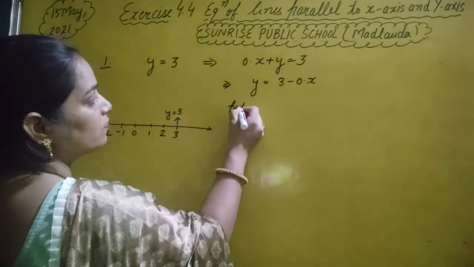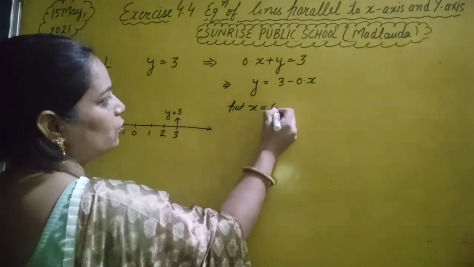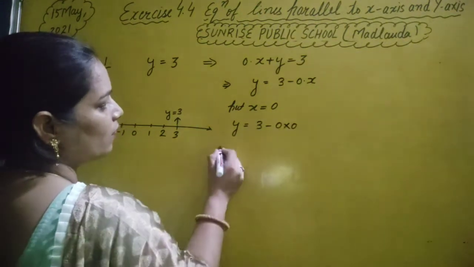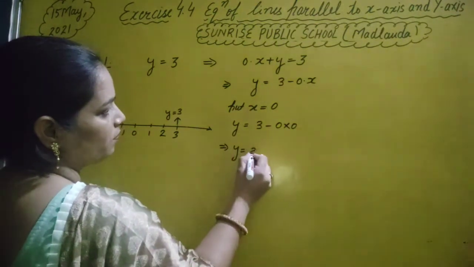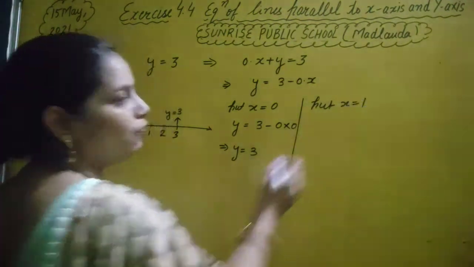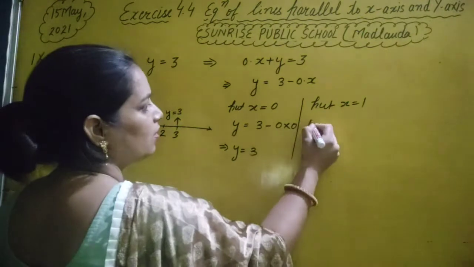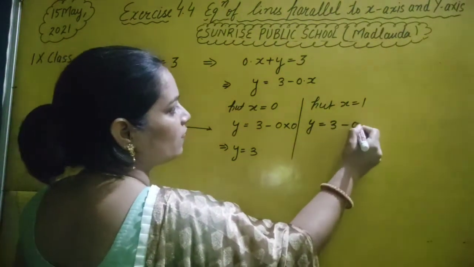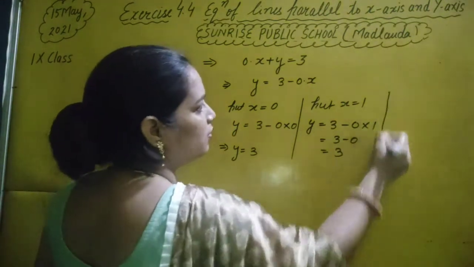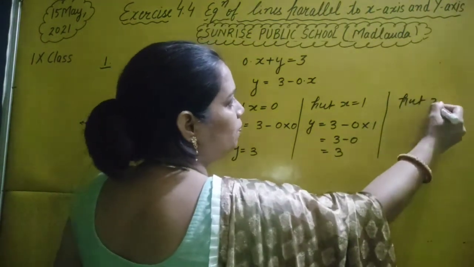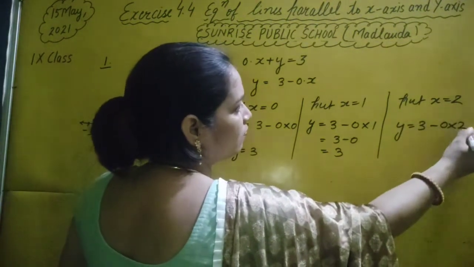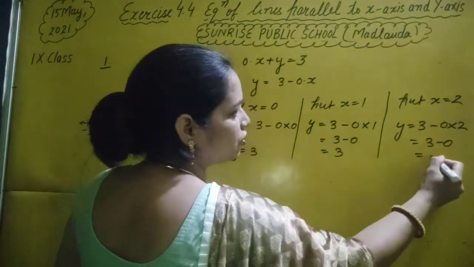Now put x is equal to 0. So the first solution will be y is equal to 3. Again put x is equal to 1. When x is 1, the value of y again becomes 3. Now when x is equal to 2, the value of y becomes again 3 minus 0 is equal to 3.